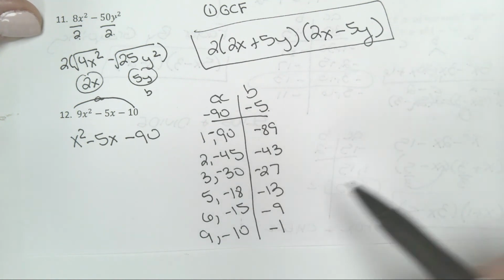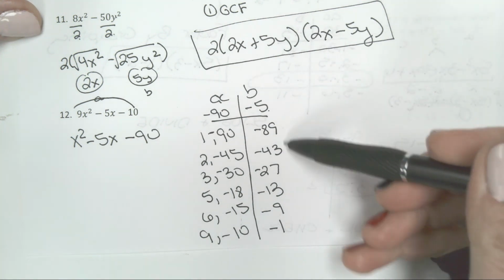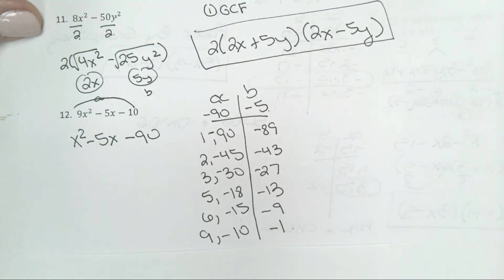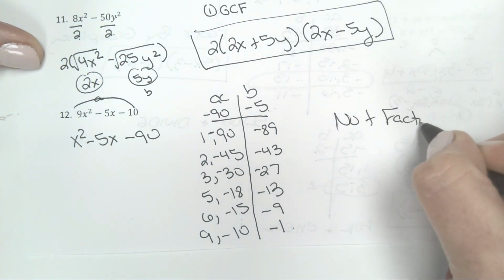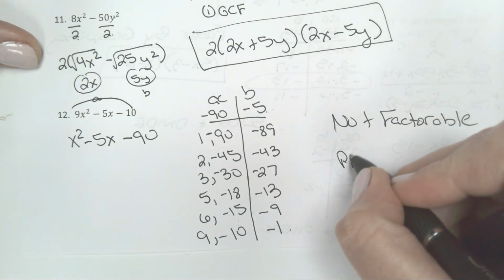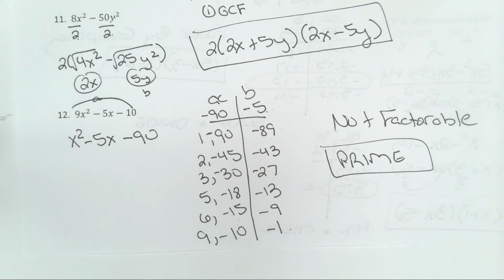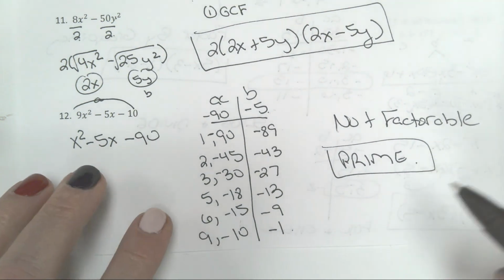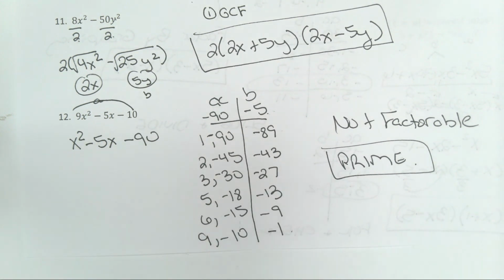So I tried all the combinations that I knew of, and there were no factors that add up to negative 5. Sometimes this happens, so this is just simply not factorable. You could write not factorable, or it's also called prime. I do believe prime is what I'm going to want, but not factorable works as well. So it is prime when you cannot find factors of AC that add up to your B term. And let's go practice some more of these.